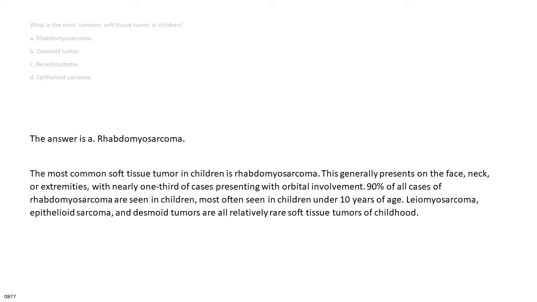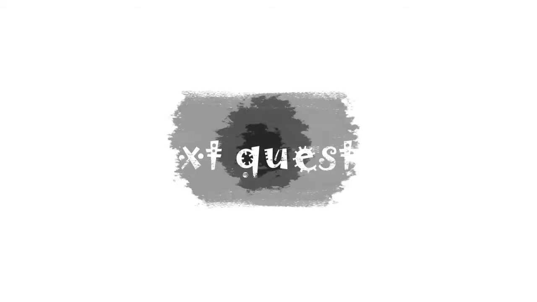90% of all cases of rhabdomyosarcoma are seen in children, most often in children under 10 years of age. Leiomyosarcoma, epithelioid sarcoma, and desmoid tumors are all relatively rare soft tissue tumors of childhood.